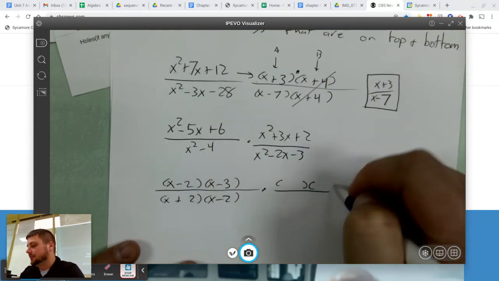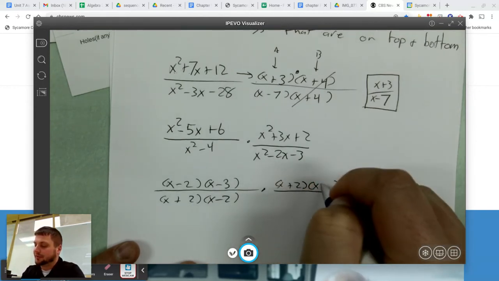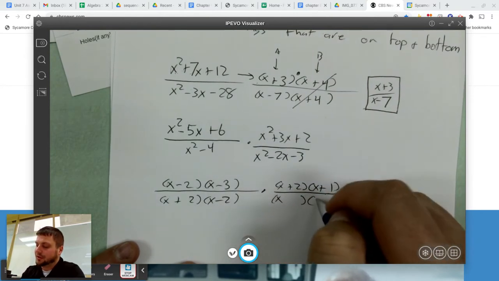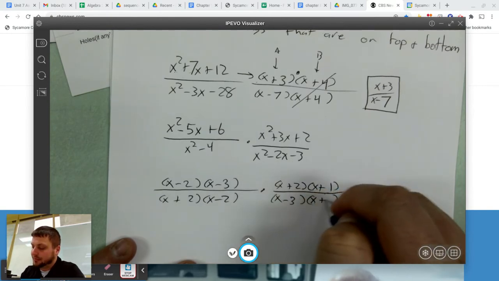On top of the right numerator, I'm looking for two numbers that multiply to be 2 but add to be 3. That'd be plus 2, plus 1. On the bottom here, I'm looking for two numbers that multiply to be negative 3 but add to be negative 2. That's minus 3, plus 1.